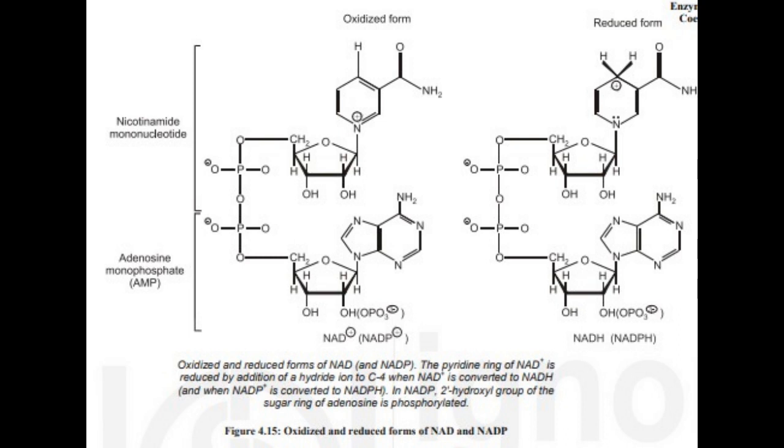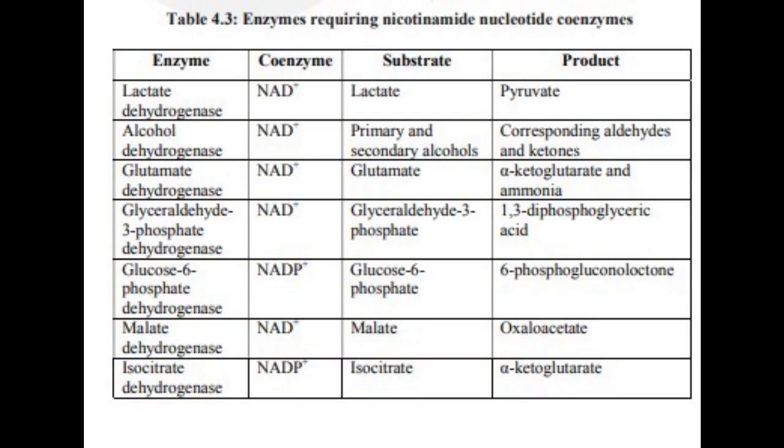Dehydrogenation is the primary mechanism of biological oxidation in which two hydrogen atoms are removed from the substrate in the presence of an acceptor. The hydrogen atoms ionize to yield 2H+ and 2 electrons. The nicotinamide ring of NAD+ or NADP+ accepts a proton and 2 electrons, which are equivalent to H-. The other H+ remains as such. All reactions catalyzed by them are reversible. Table 4.3 lists some of the enzymes, all dehydrogenases, which are dependent on these coenzymes.